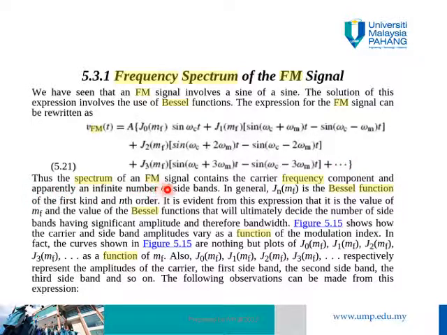Thus, the spectrum of FM signal contains a carrier frequency component and apparently an infinite number of sidebands. So J1, J2, J3 are the sidebands. In general, Jn(mf) is the Bessel function of the first kind and nth order. It is evident from this expression that the value of mf and the value of the Bessel function will ultimately decide the number of sidebands having significant amplitude, and therefore the bandwidth.